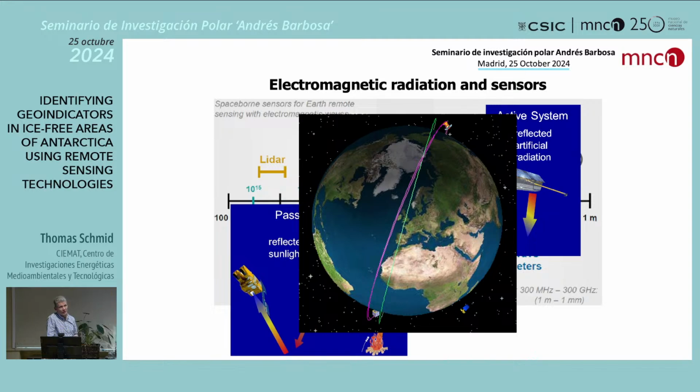These are orbits normally for Antarctica, which are the polar orbits. So the sensors maybe have a revisit time, depending on the height, 600, 700 kilometers above the Earth's surface, that they revisit every 12, 14 days. But that's very good for us, and we can actually obtain the information we're looking for.